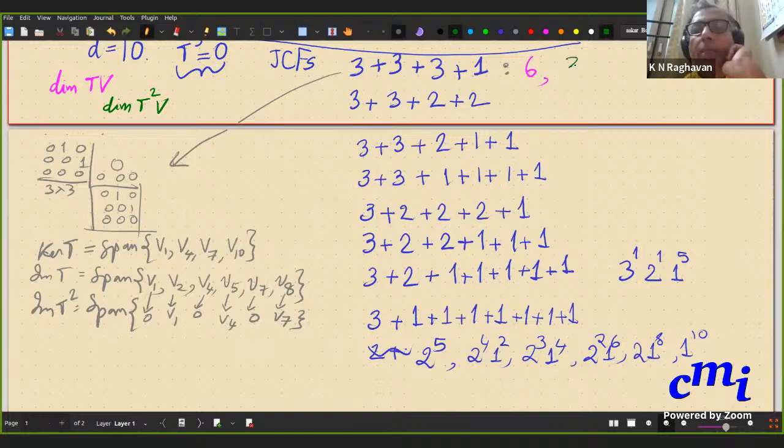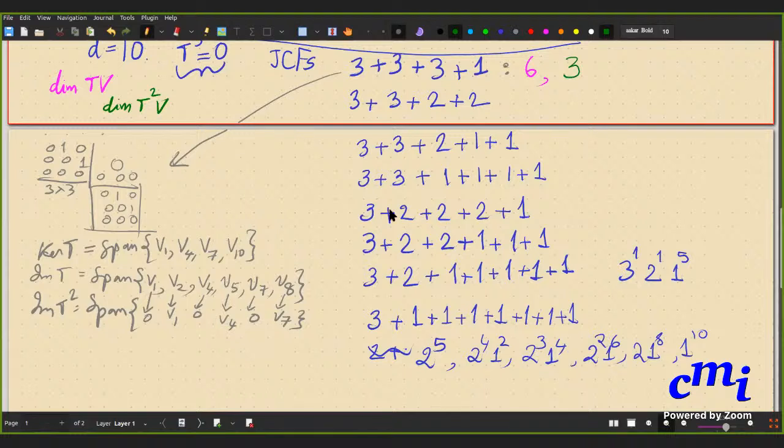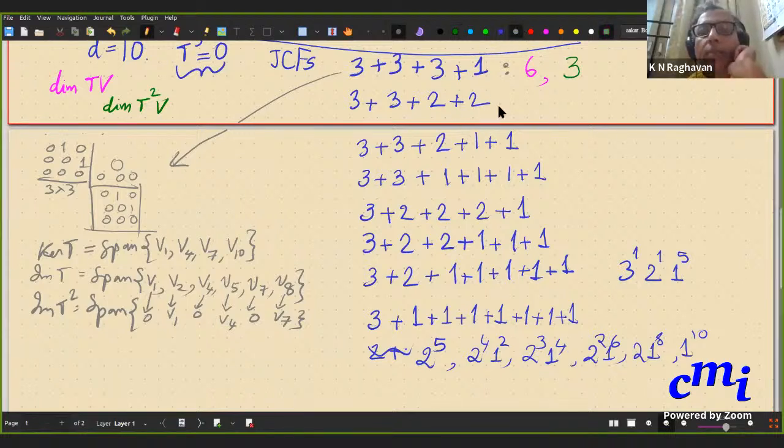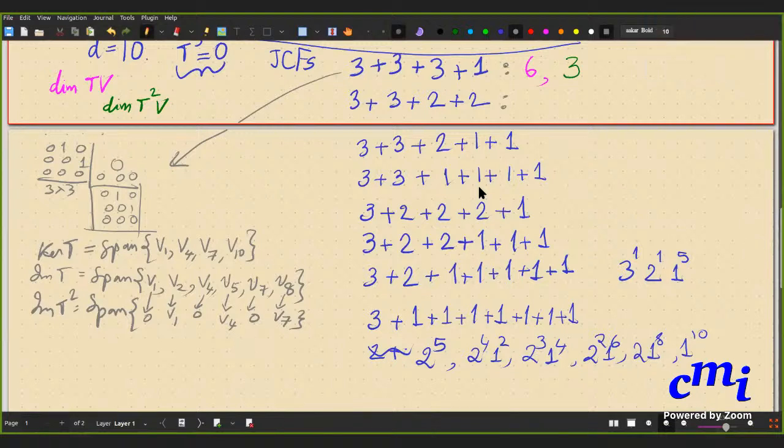So the numbers here are 6 and 3. Okay. What are the numbers here in this case? So what is the dimension of the kernel? How do you calculate the dimension of the kernel in general? Suppose I ask you here, what is the dimension of the kernel? If you find the rank and then subtract from 10, we can easily find it. How do you find the rank?